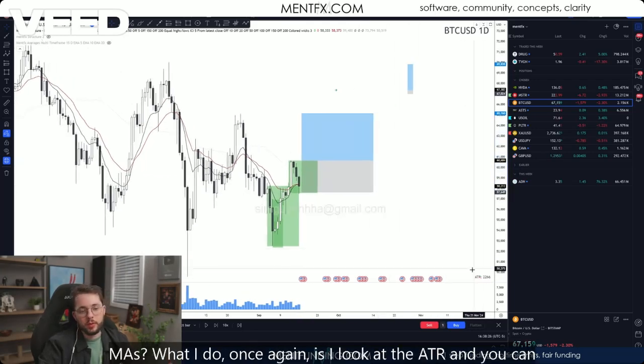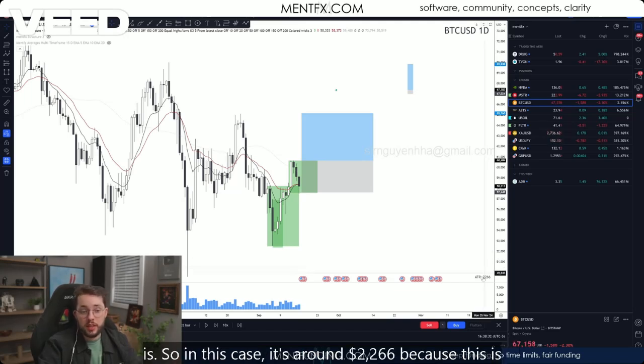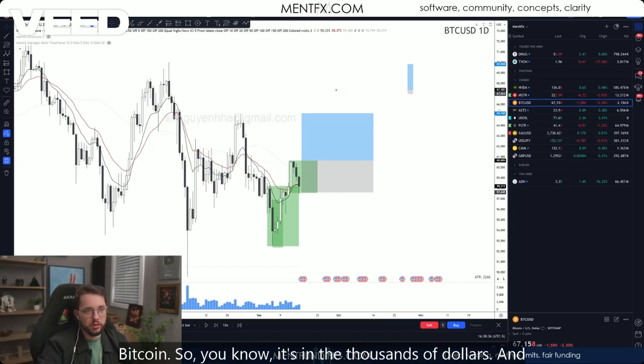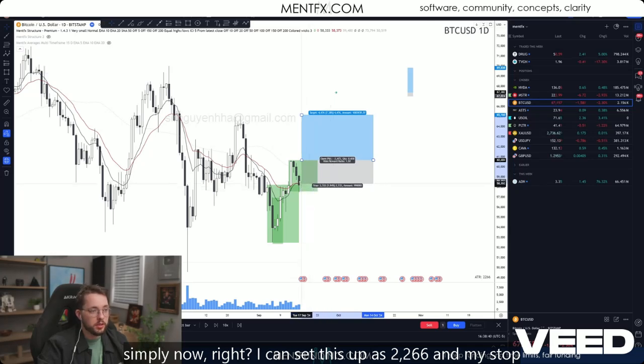What I do, once again, is I look at the ATR, and you can see this is now accounting for whatever the asset's price is. So in this case, it's around $2,266 because this is Bitcoin. So it's in the thousands of dollars. And simply now, right, I can set this up as 2,266 and my stop loss could go there.